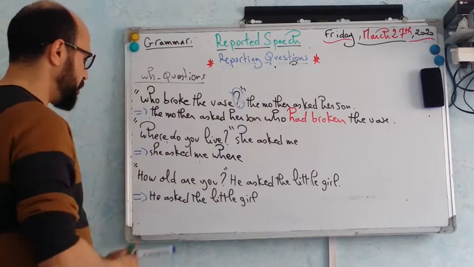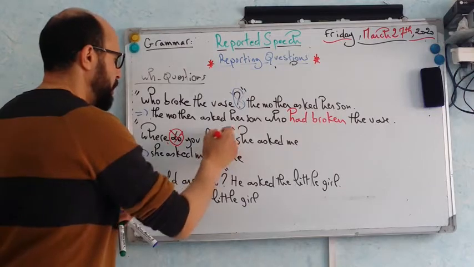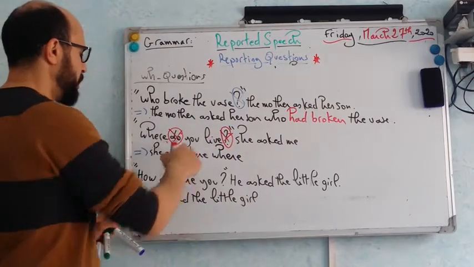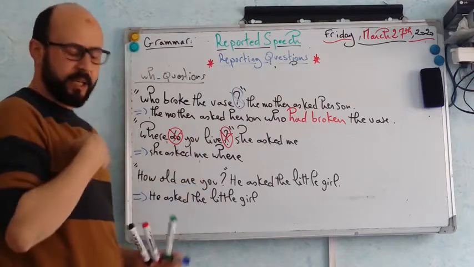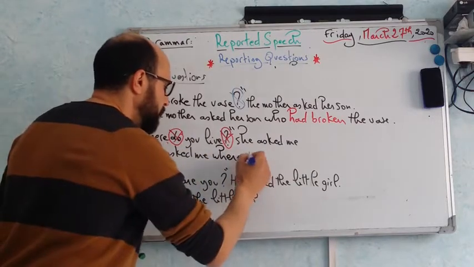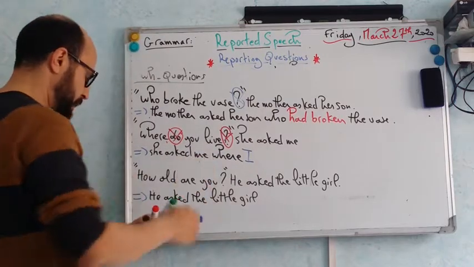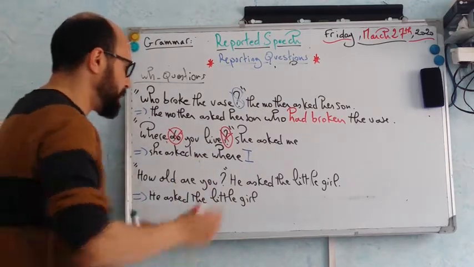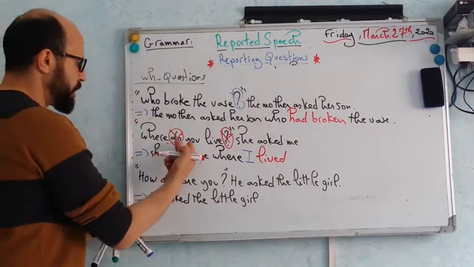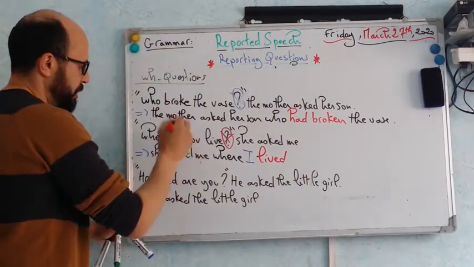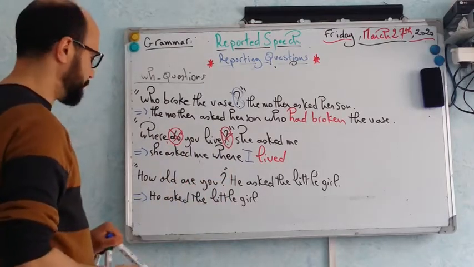So we have here the use of the auxiliary do. We don't need it anymore. And we don't need the question mark. You is speaking to me. So this you, it's me, I. Good. The verb live in simple present becomes simple past, where I lived. The inversion was here. So when we omit the auxiliary do, we omit also the inversion at the same time.